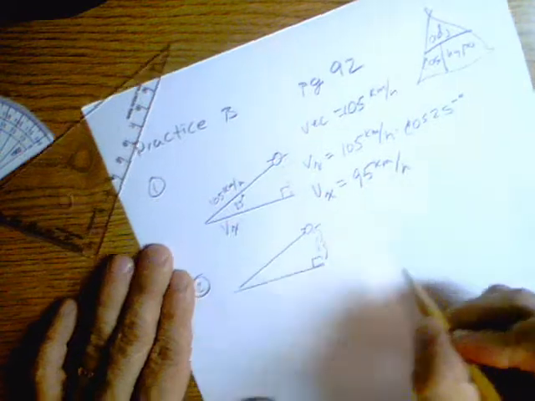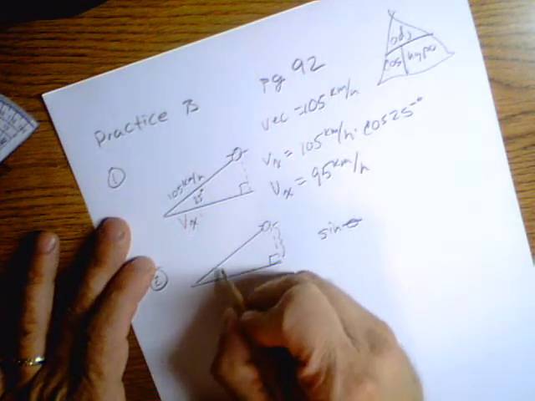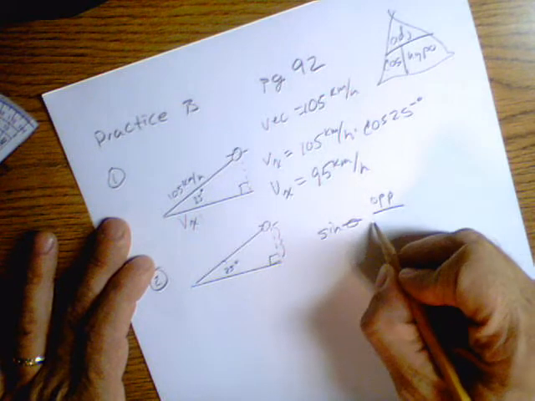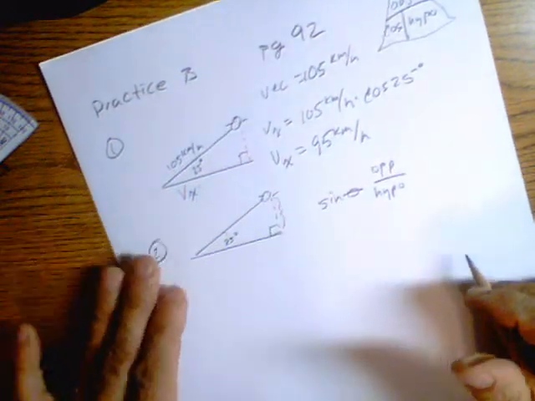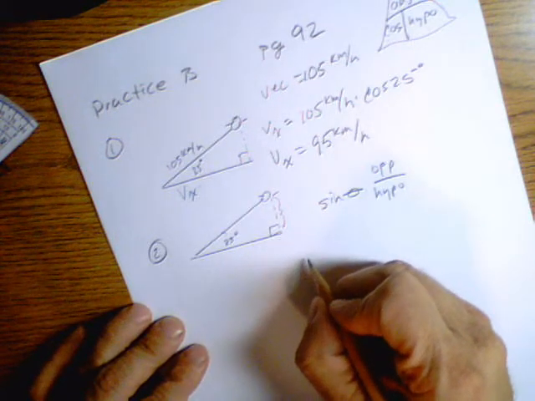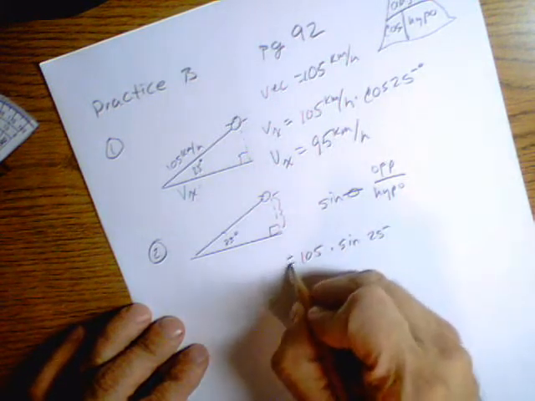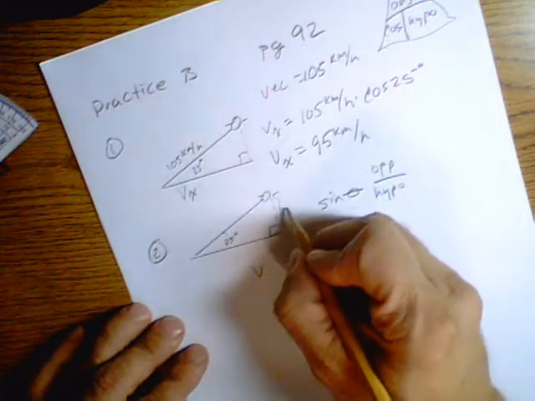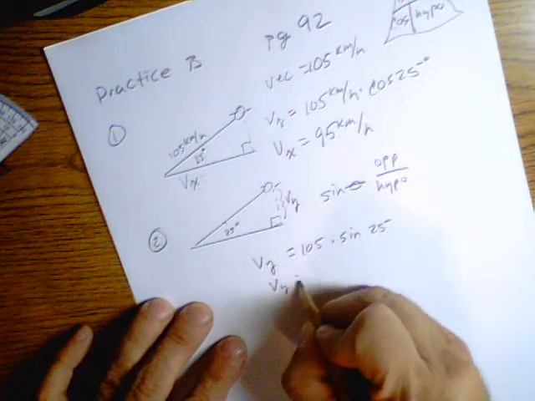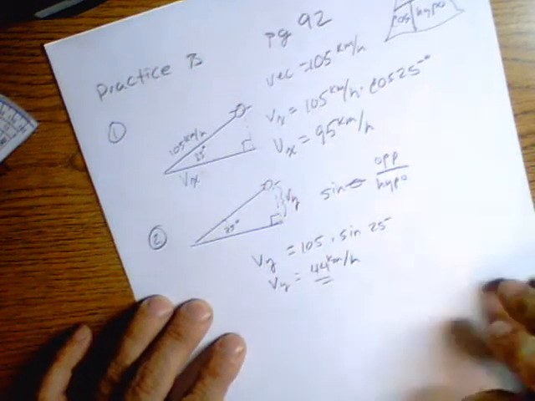Alright, so when we look for the y component, we're going to use sine of the angle, and this is 25 degrees, is opposite divided by the hypotenuse, and so it's 105 times the sine of 25 equals Vy. This would be Vy now, that's what we're looking for. And so Vy would equal 44 kilometers per hour.